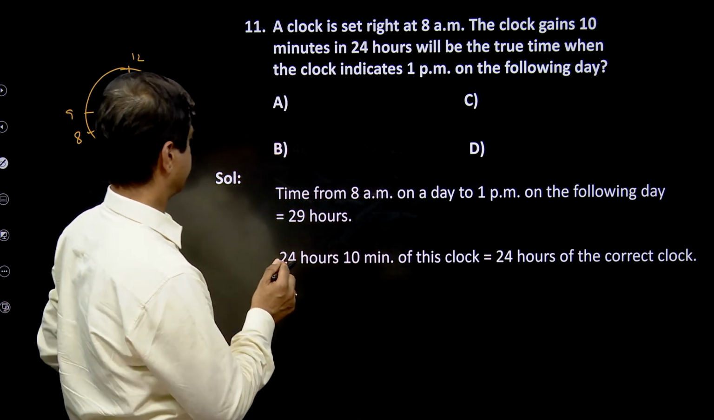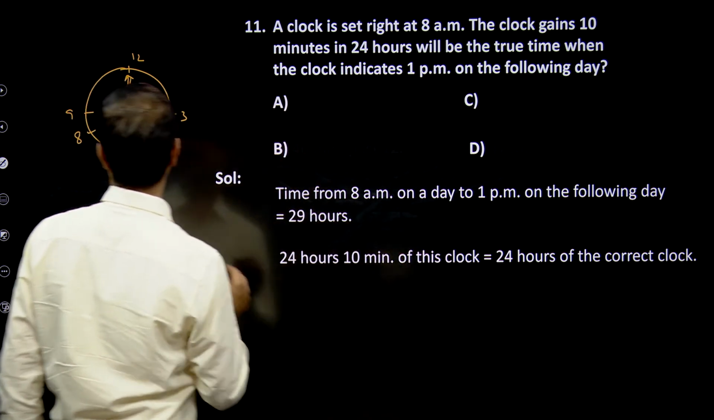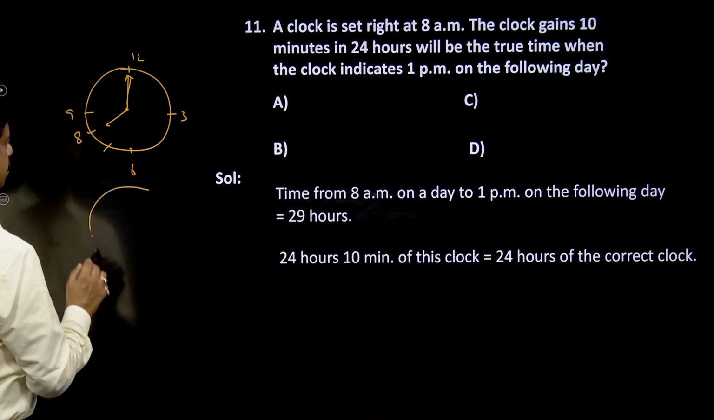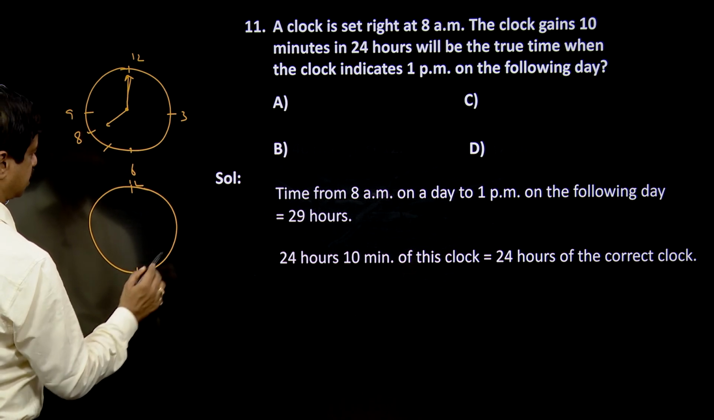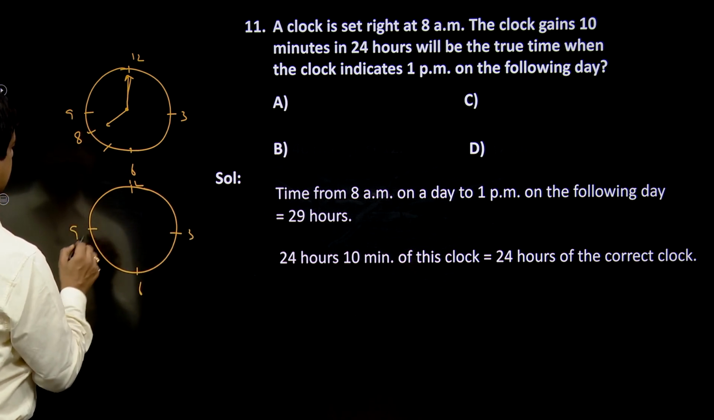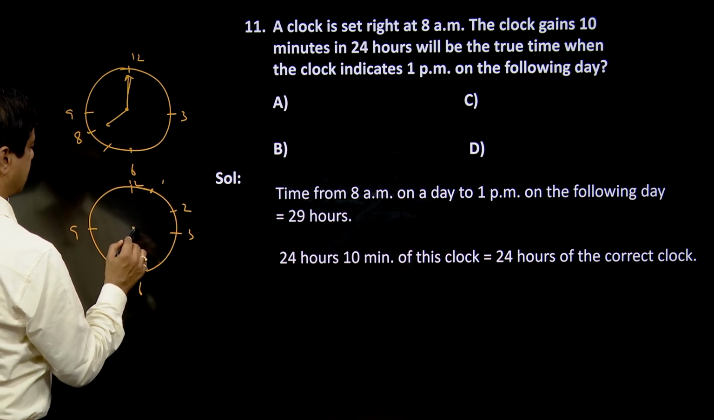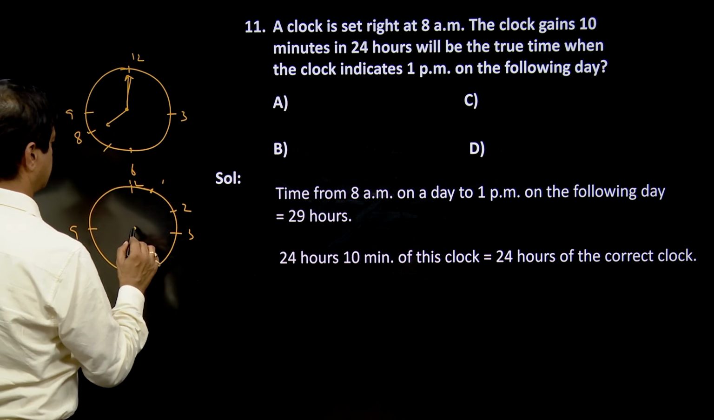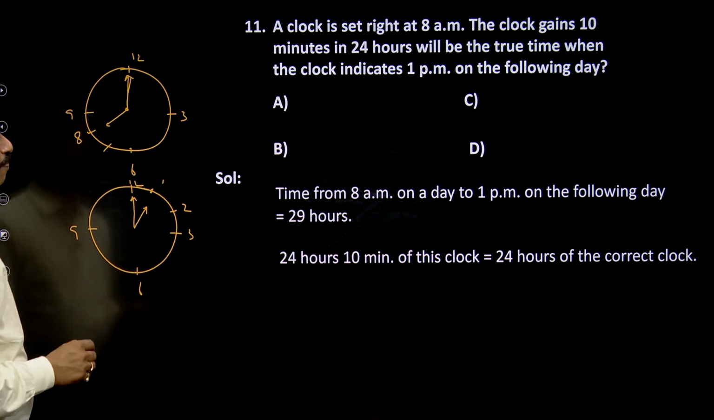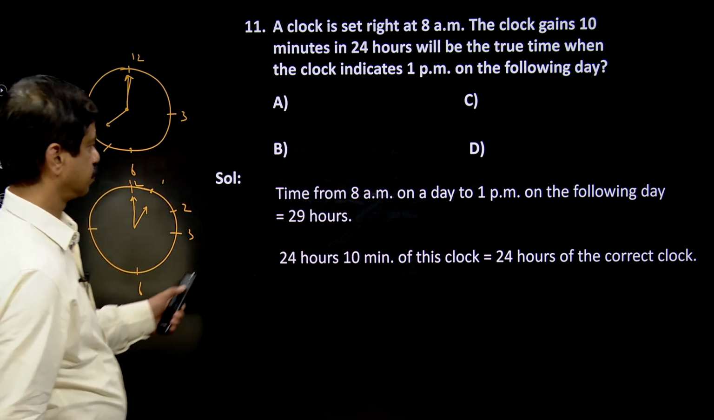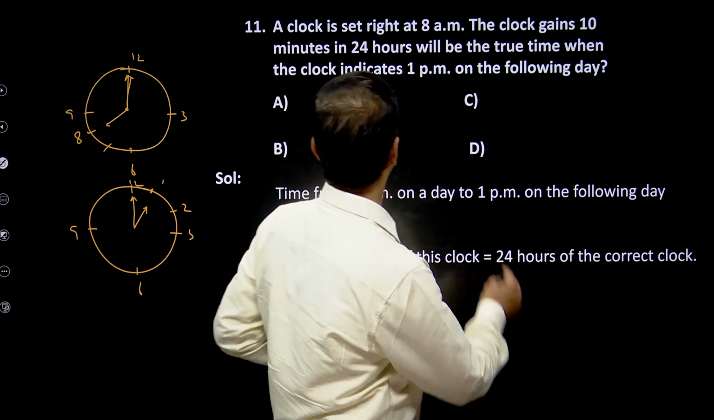So now look at this. Time from 8 a.m. on a day to 1 p.m. 8 a.m. to 1 p.m. means this is 12, this is 6, this is 3, this is 9, 1, 2. So 1 p.m. means it will be like this. Okay. 8 a.m. on the day to 1 p.m. on the following day. You look at this.